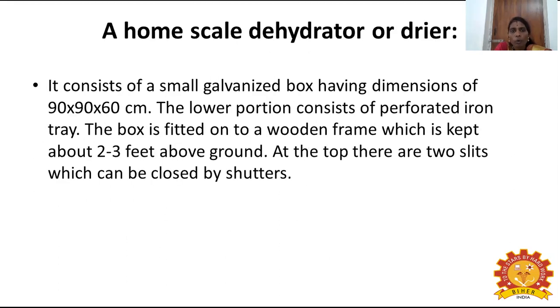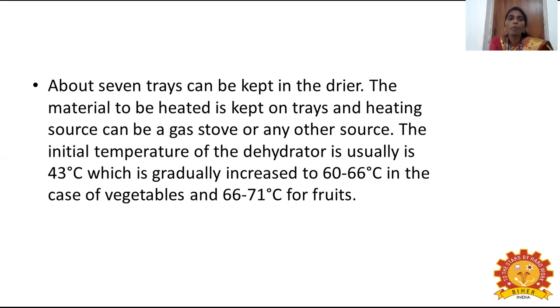Then the foam scale dehydrator or dryer. It consists of a small galvanized box having dimensions of 90 by 90 by 60 centimeters. The lower portion consists of a perforated iron tray. The box is fitted onto a wooden frame, which is kept about 2 to 3 feet above the ground. At the top, there are two slits which can be closed by shutters. About 7 trays can be kept in the dryer.